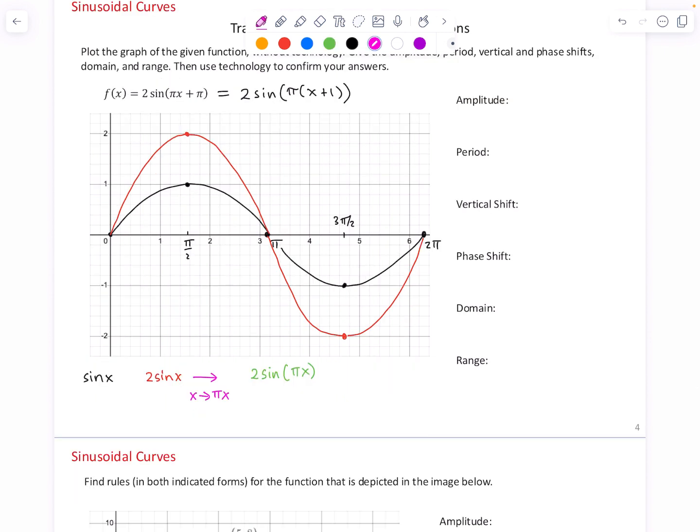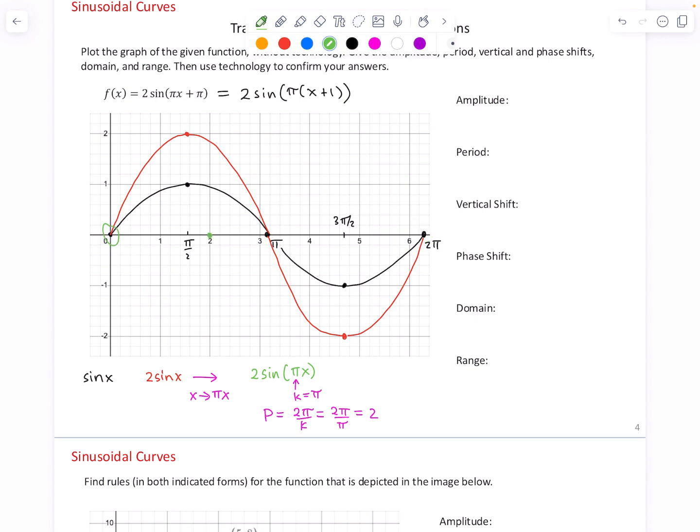This is a horizontal compression by a factor of 1 over pi, or you can think of that pi being our k value and use the formula that the new period will be equal to 2 pi divided by k. So that'll be 2 pi divided by pi. The pi's will cancel, leaving a period of 2, a whole number. So this point right here needs to be compressed toward the y-axis by a factor of 1 over pi, which will take it to the location of x equals 2.